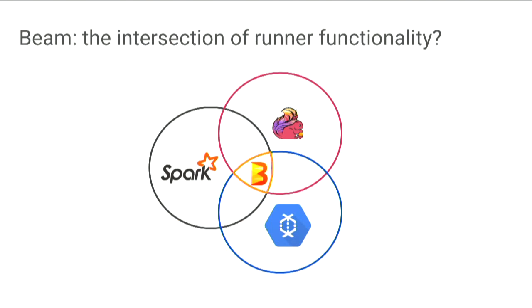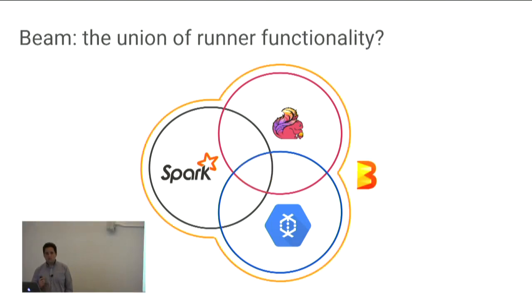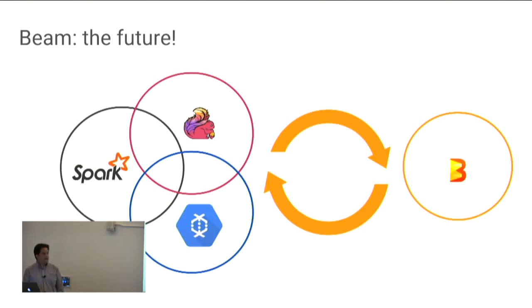Maybe we can do an intersection of the runner functionality and provide APIs for some small set that exists on all of them, right? That would be way too limited. Maybe another approach would be to try to build Beam as a union of functionality of any runner, of all runners, right? This wouldn't work either. This would be more like a kitchen sink, right?